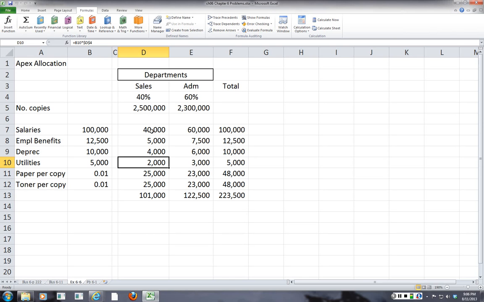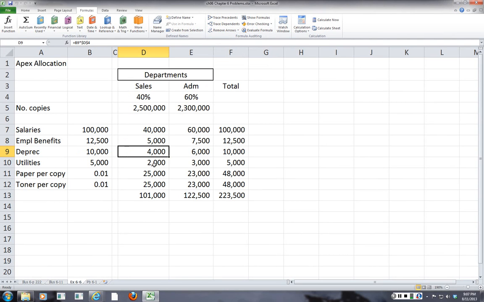So based on that, we've got 40% to sales, 60% administration. The number of copies is 2.5 million and 2,300,000. And here's the cost that they show. They show on the page there 100,000 for salaries, and that is to get allocated 40% to sales, 60% to administration. This is also, when it comes down to employee benefits, 40% to sales and 60% to administration. Depreciation is allocated the same way, 40 and 60%.